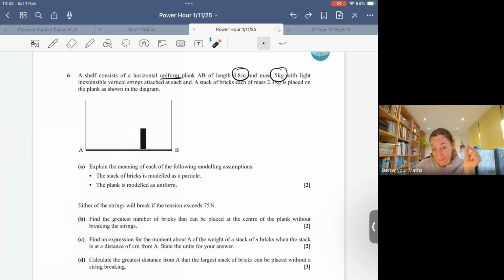For those who have seen moments, the stack of bricks is modeled as a particle. Can you tell me in the chat what this means in this particular question? If I'm modeling the bricks as a particle, how does it affect this question? What would you tell me? Tell me in the chat as briefly as you can, or if you want to unmute yourself and tell me, what does that mean?